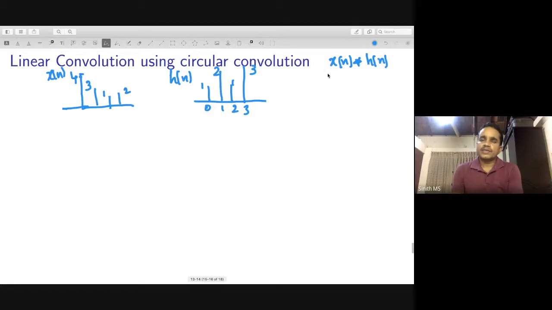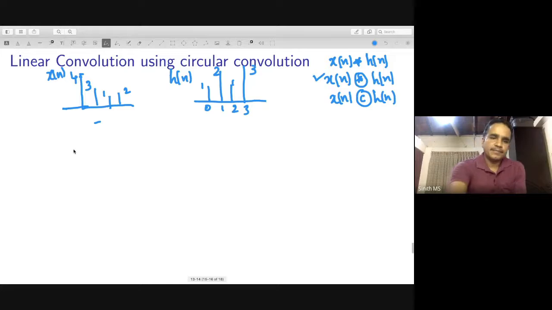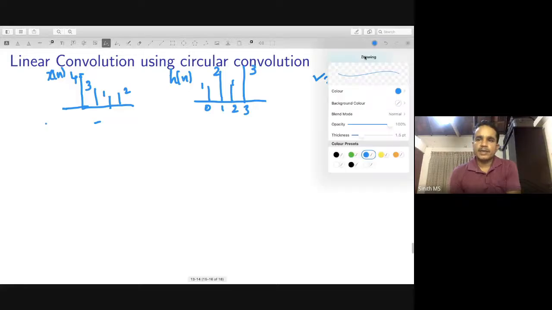So for linear convolution, there are several notations. Sometimes something like this is used. Sometimes inside you write c. This is also used. There are many notations. We'll use this notation for circular convolution. So when you have x of n and h of n, when you do a linear convolution, what will you get?